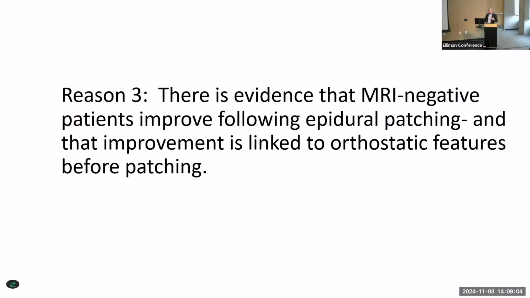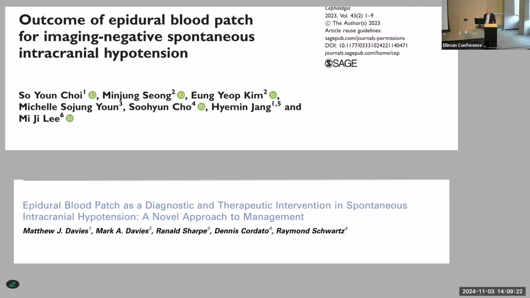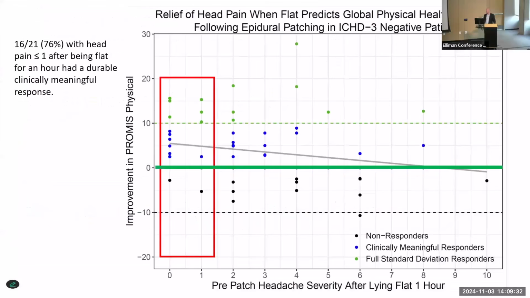Reason number 3 that makes me think brain MRI sensitivity may be low is evidence that MRI-negative patients improve following epidural patching, and that improvement is linked specifically to orthostatic features before patching. Peter mentioned Dr. Choi's study from Korea. There's also this one by Davies suggesting that many people who are imaging negative benefit from patching, and our data that Peter talked about. And I guess I'll spend just 1 minute on it.